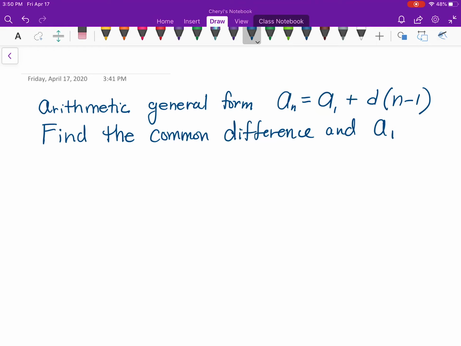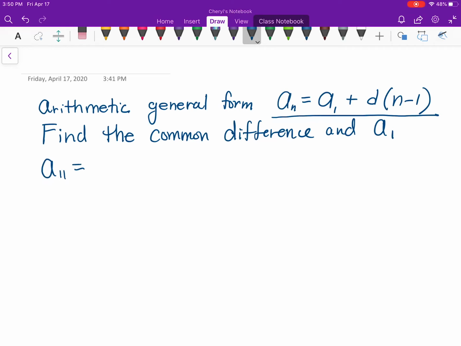In this video, we are going to find the common difference and the first term given other terms in an arithmetic sequence. And here's the general form for an arithmetic sequence. The nth term is equal to the first term plus d, which is the common difference, times n minus 1.